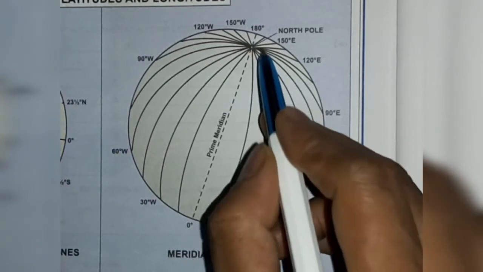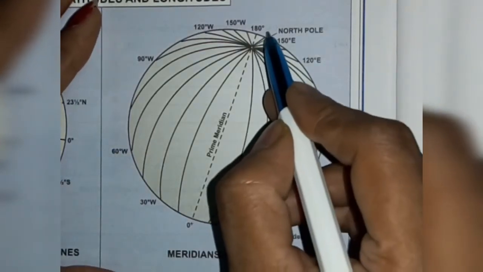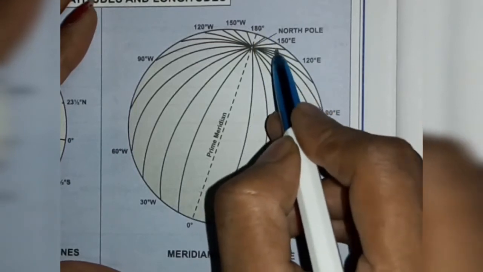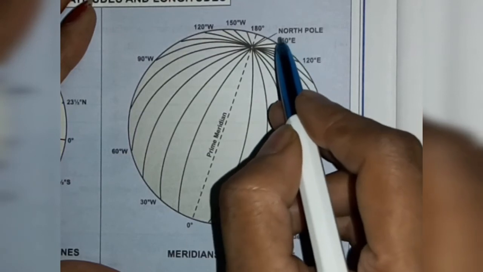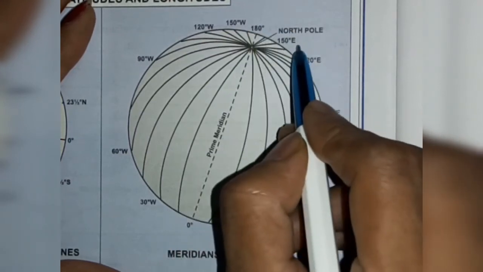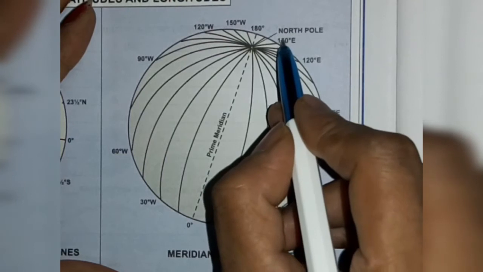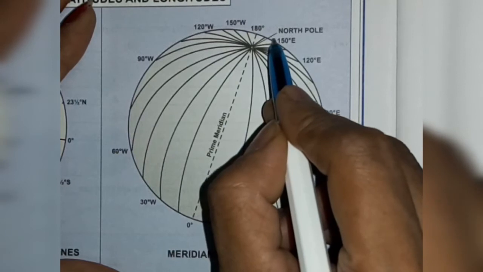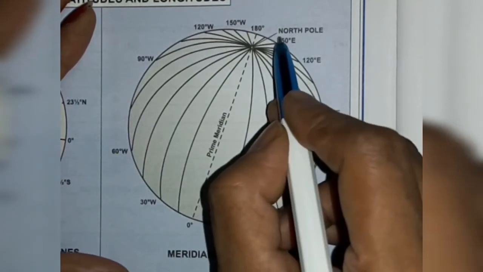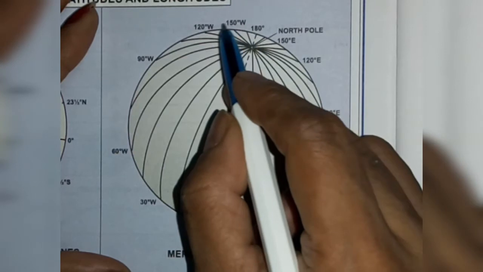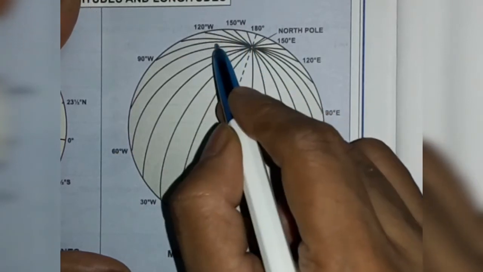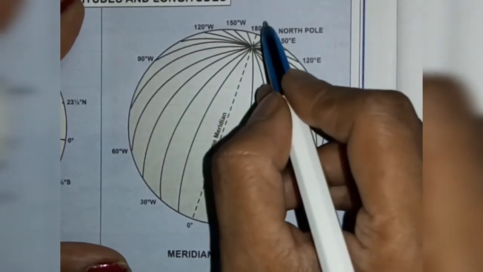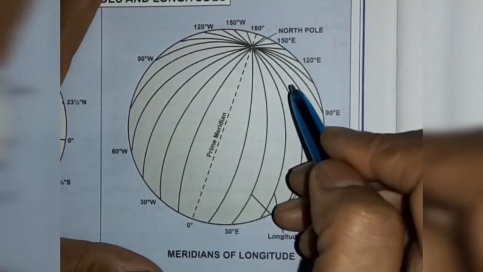When you pass across this date line, if you are going towards the east, then the date and the day change. You go one day back. And if you cross this date line towards the west, then the date and day change, and it is your next day or next date.